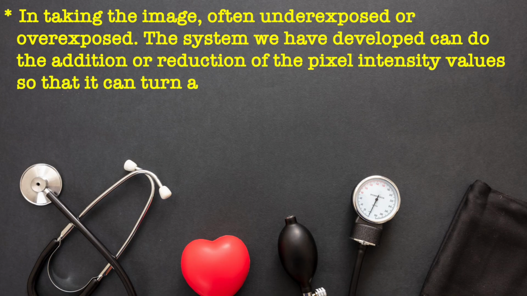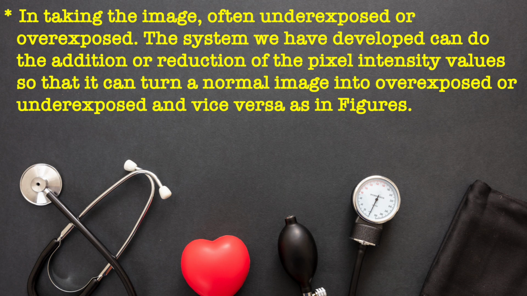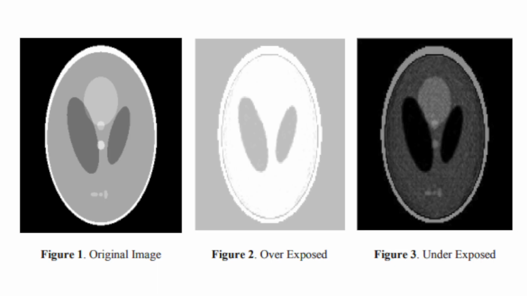When taking an image, it is often underexposed or overexposed. The system we have developed can do the addition or reduction of the pixel intensity value so that it can turn a normal image into overexposed or underexposed and vice versa, as in the figure. Here we can see the first one is the original image, the second one is the overexposed image, and the third one is the underexposed image.